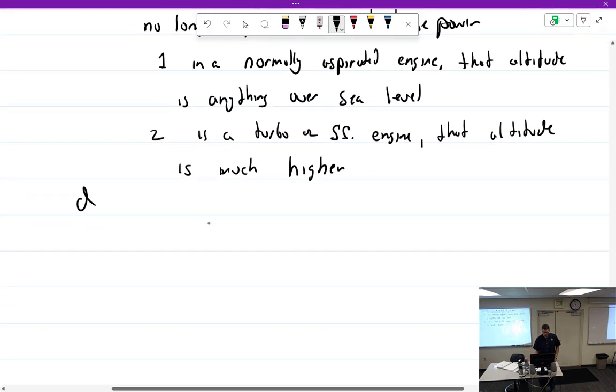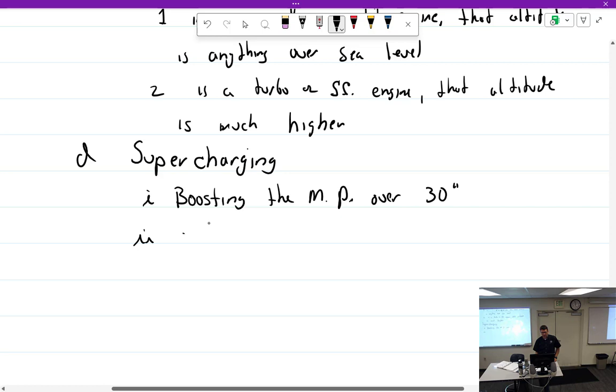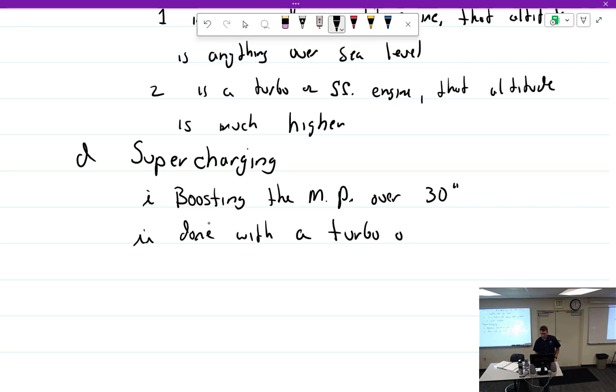Talk about supercharging. What do you think that is? Boosting the manifold pressure over how much? Over 30. 30 inches. Yep. How do you do that? Putting more air in it. With what? A supercharger. Okay. Or a turbocharger. Turbo supercharger. Done with the turbo or supercharger. Or basically a compressor.